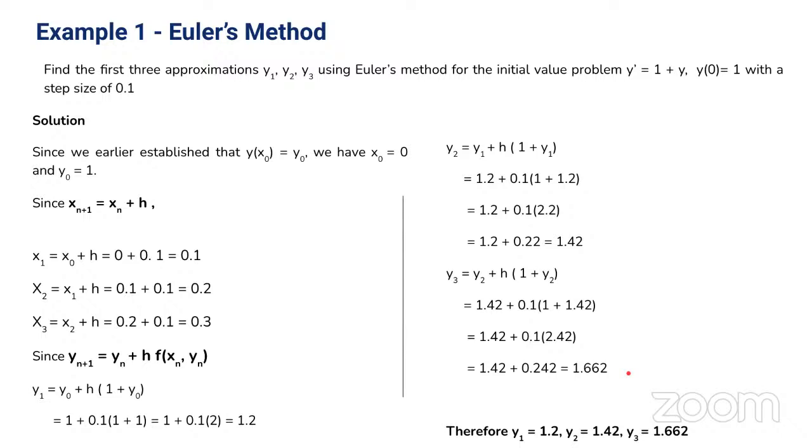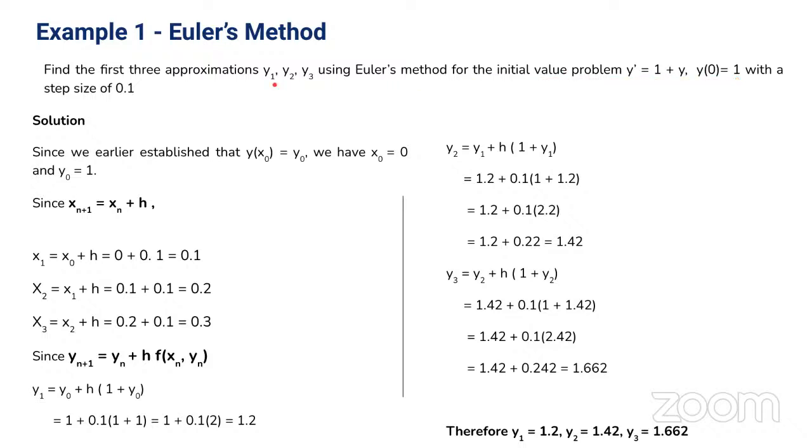The first example here says we should find 3 approximations, y1, y2, y3, using Euler's method for the initial value problem y prime equals 1 plus y, where our y of 0 equals 1 with a step size of 0.1. Now we have established earlier that typically our initial values come in the form y of x0 equals y0. So from this y of 0 equals 1, we can say our x naught is 0 and our y naught is 1.